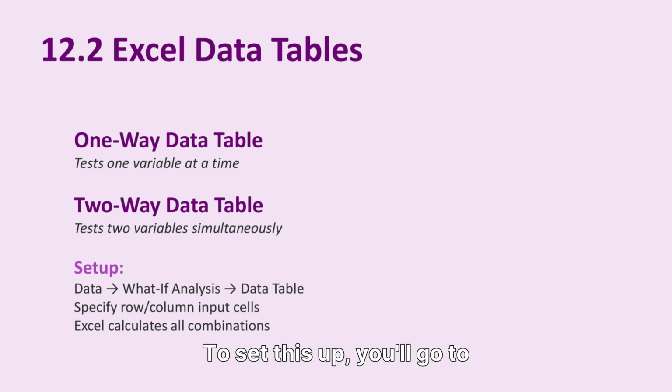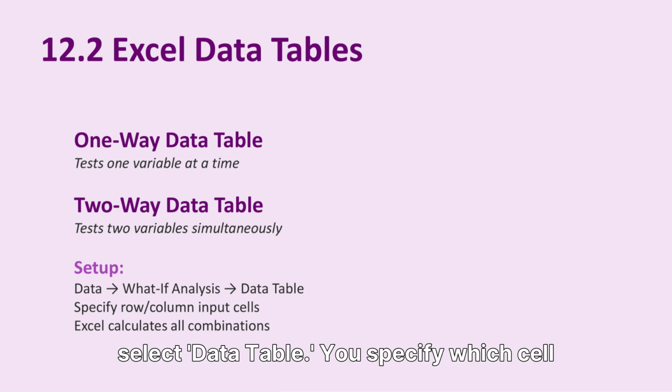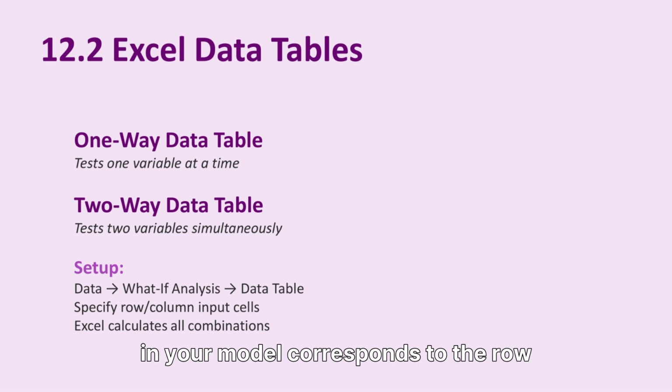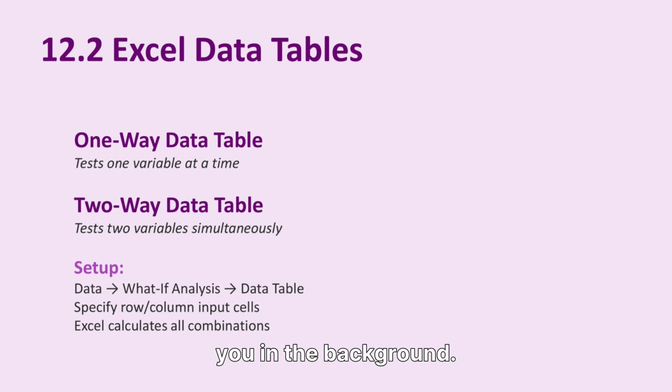To set this up, you'll go to the Data tab, then What If Analysis, and select Data Table. You specify which cell in your model corresponds to the row input and which to the column input. Excel then runs all the calculations for you in the background.